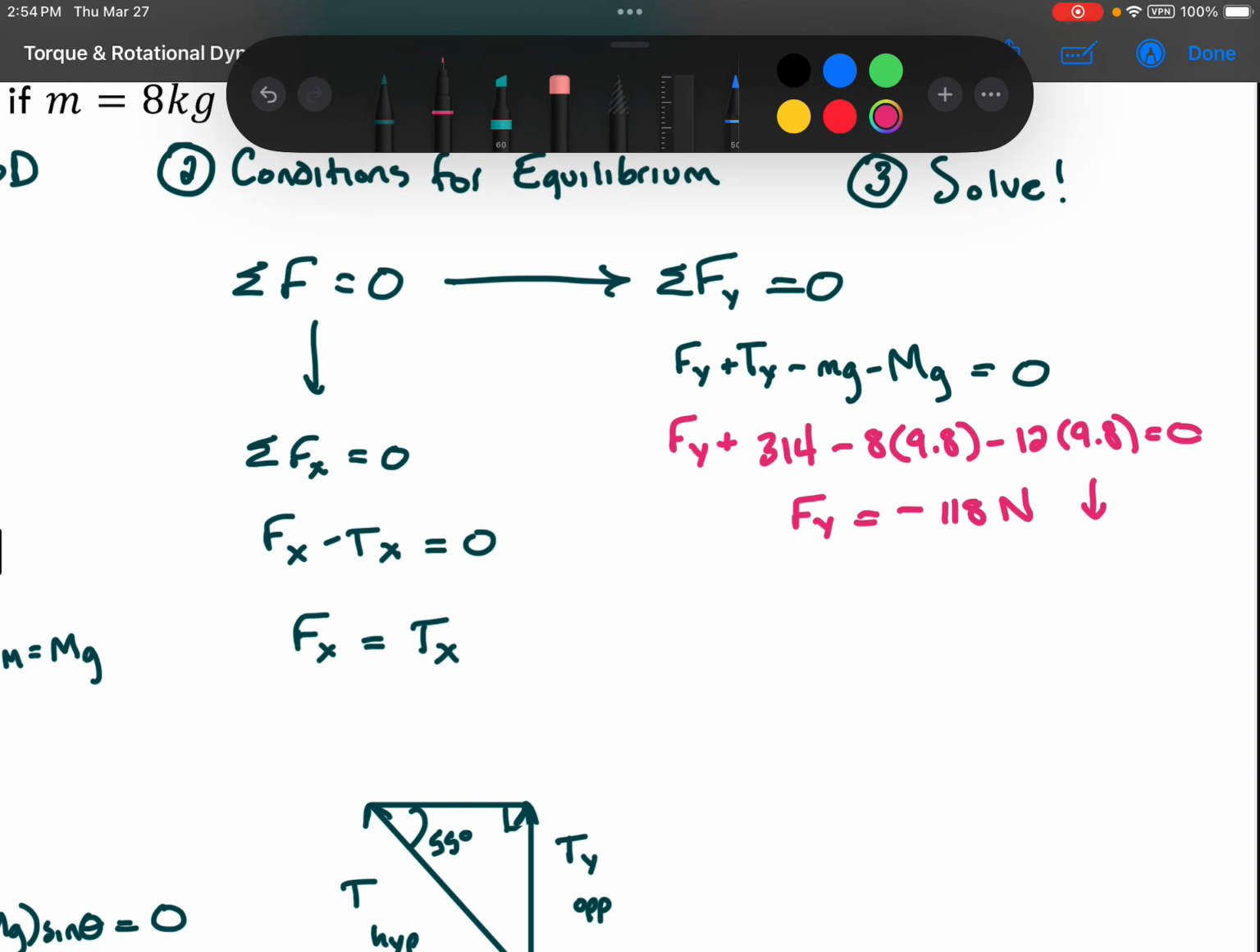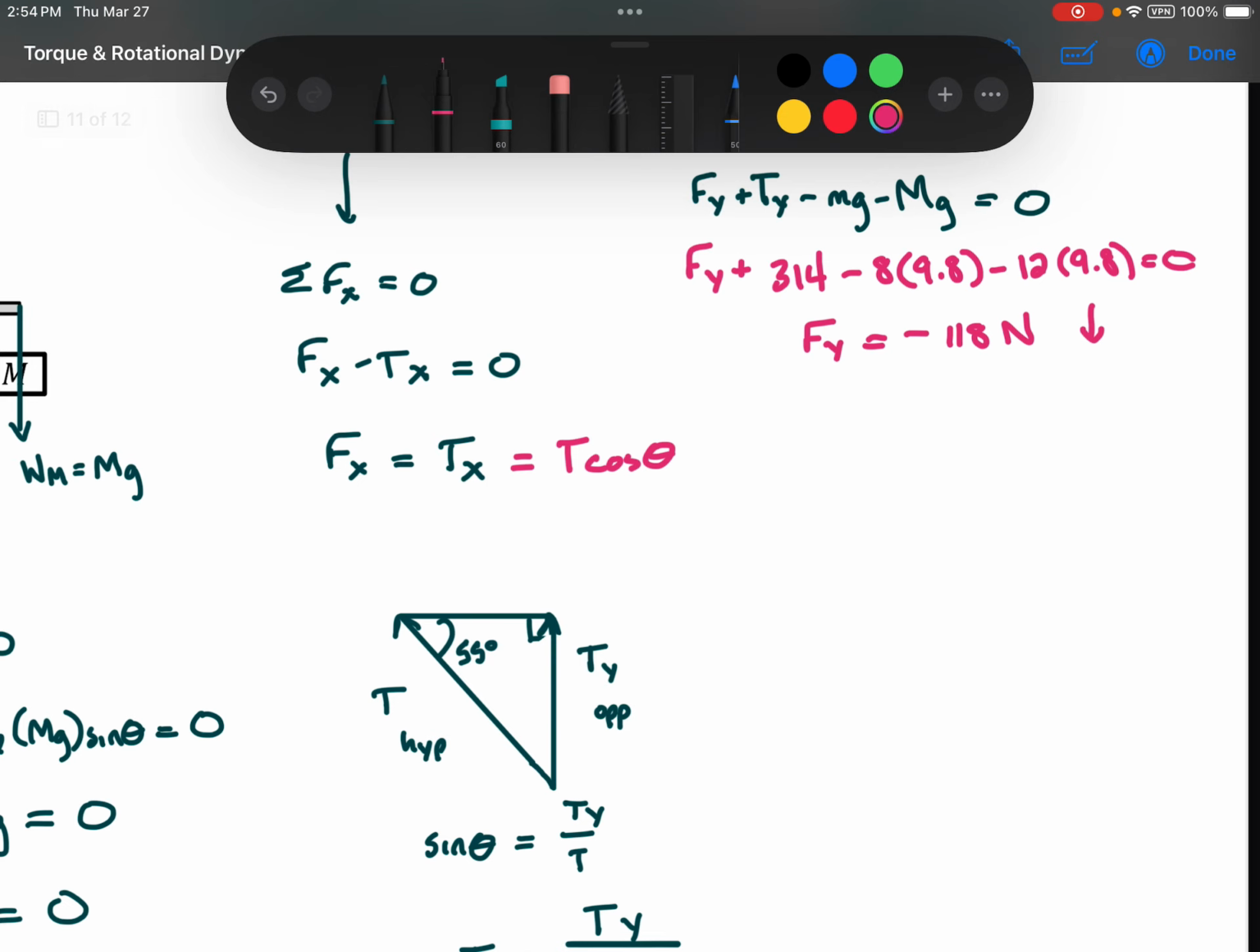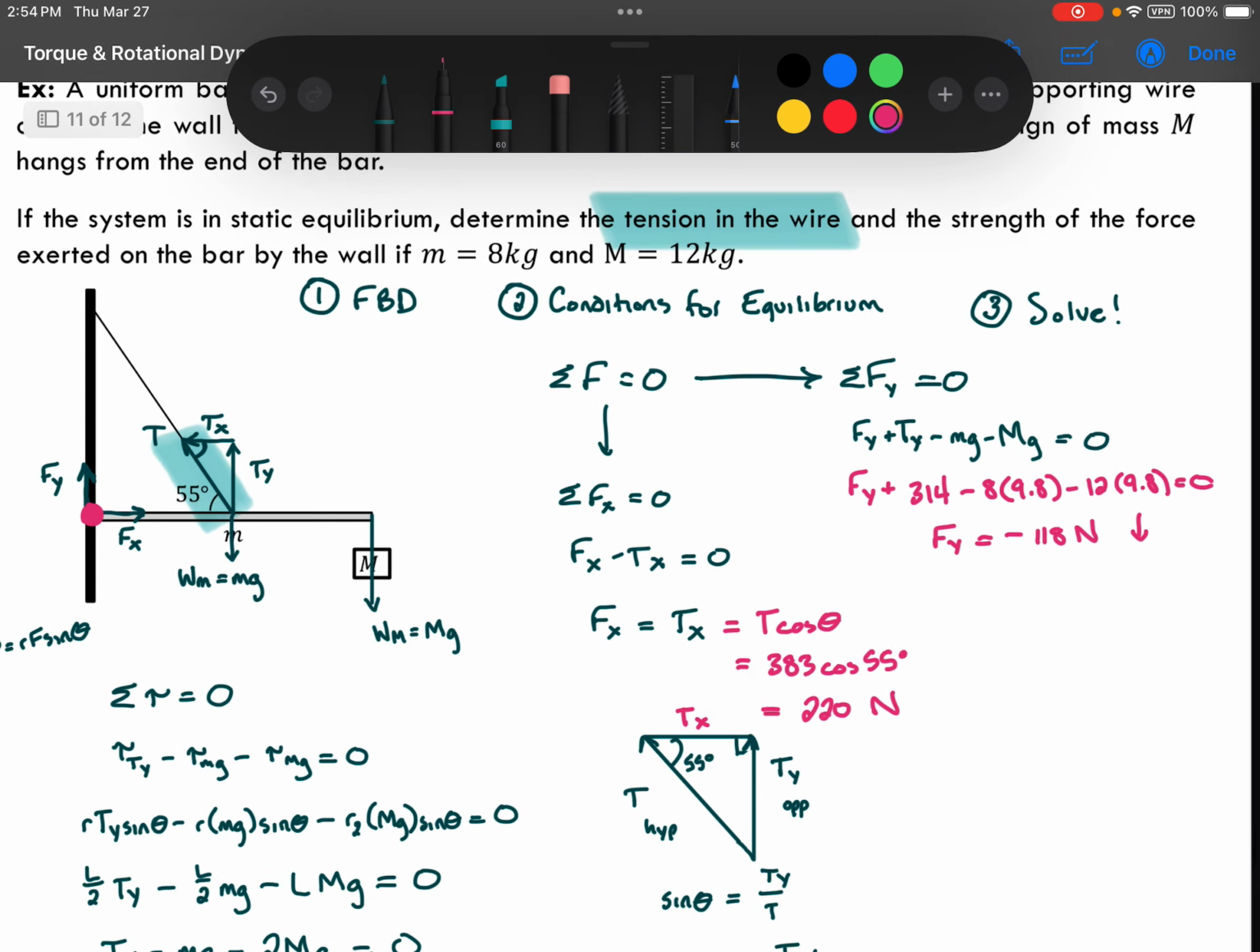The second part here is using this earlier relationship, Fx equals Tx. Well, the tension in the x direction will be T cosine theta from our trig we had set up earlier. And so the tension was 383 cosine 55 degrees. And so the force in the x direction looks like it's 220 newtons. And so we got a positive sign saying, yeah, we did predict it is going to point to the right here.